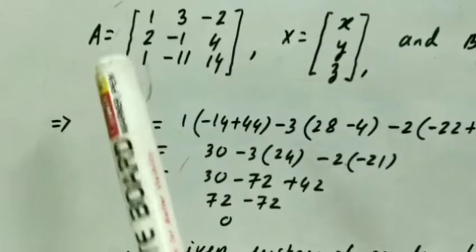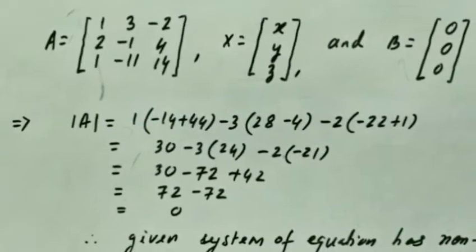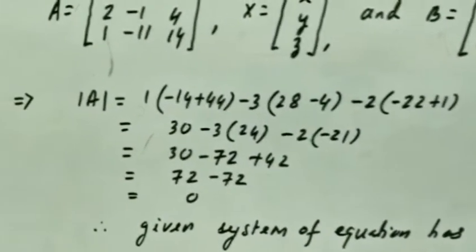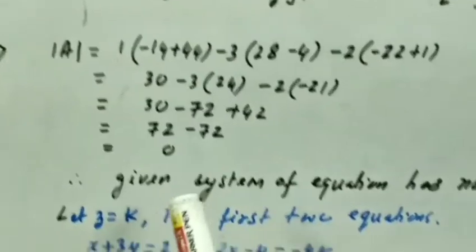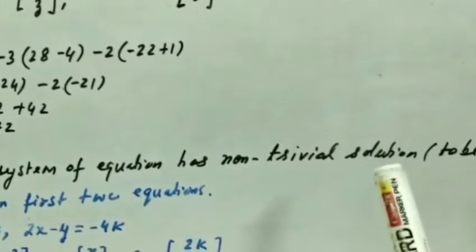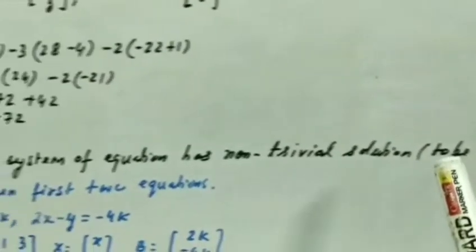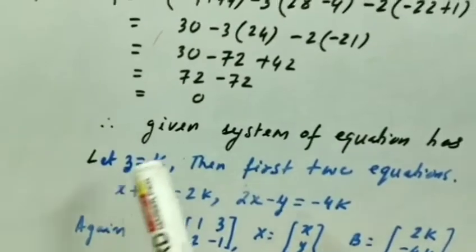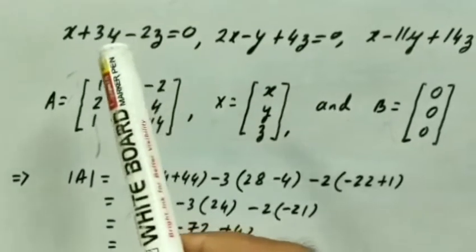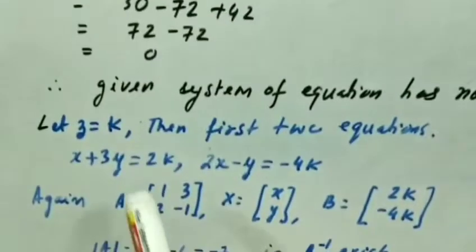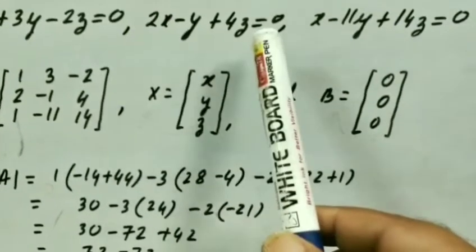The first step is to find the determinant of A. I have done it by expanding along the first row. It is equal to 0. Therefore, the given system of equations has a non-trivial solution, which has to be verified using the third equation, which we don't take. So I'll select any two equations, first and second. Z is k, so x plus 3y is 2k. And second, 2x minus y is equal to minus 4k.